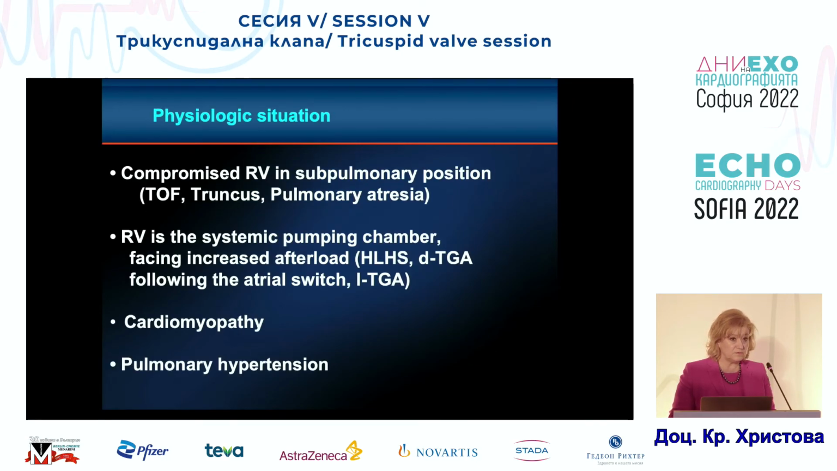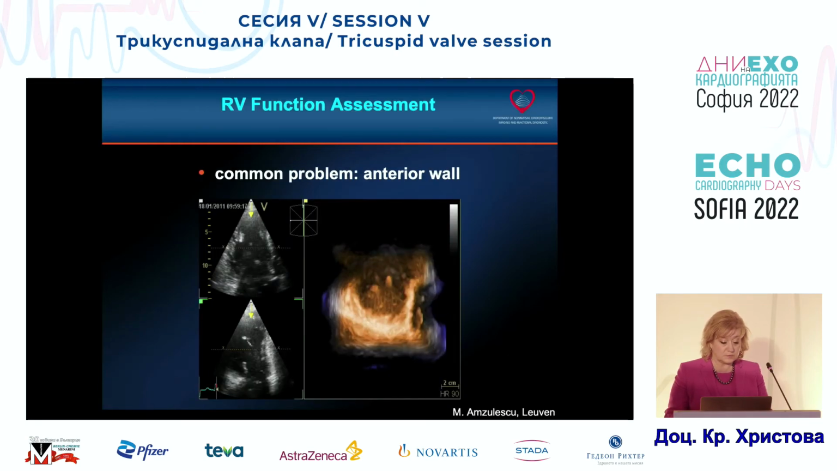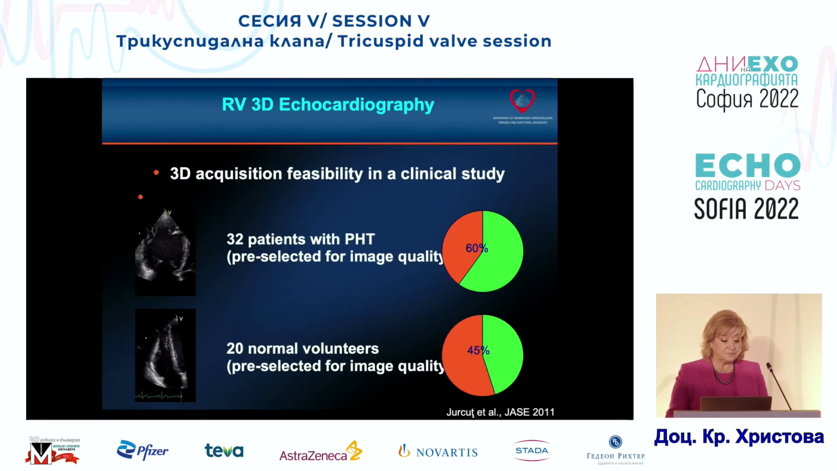Ние трябва да го имаме предвид, особено когато се касае за заболяване в дясно, като пулмонална хипертония, като вродена транспозиция на съдовете, както и при оперирани пациенти с коригирана транспозиция на съдовете. Обикновено това е след артериален свич операция, както и наличието на кардиомиопатия и, както казах, пулмонална хипертония. Общият проблем при анализа е именно предната стена, защото тя трудно се визуализира, и триизмерната ехокардиография е възможността, която ни дава една по-добра оценка.